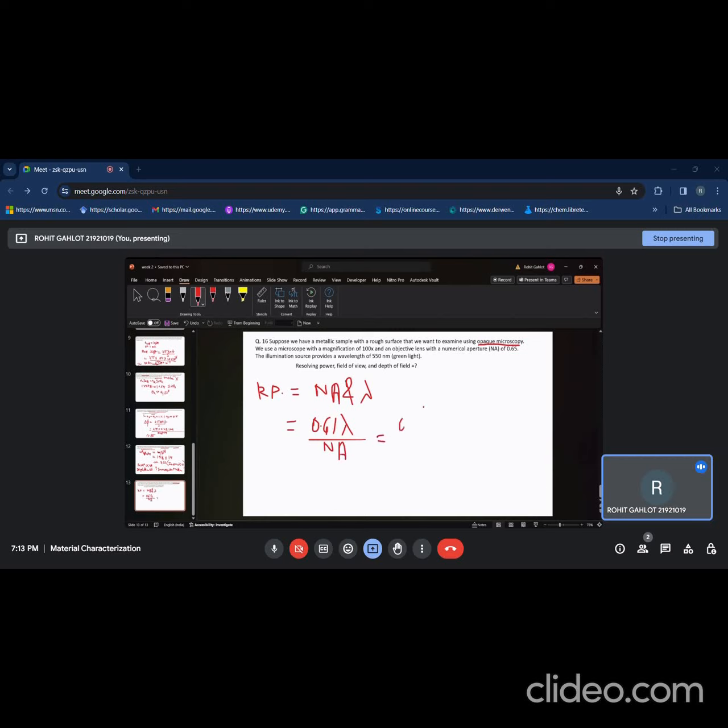and after solving this we will get 0.61 times your lambda, which is 550 nanometers, divided by your numerical aperture, and the numerical aperture is 0.65. When we solve it, we get a resolving power of around 0.571 micrometer. That means for this particular numerical aperture and wavelength, your microscope is able to resolve around 0.571 micrometer. Okay.